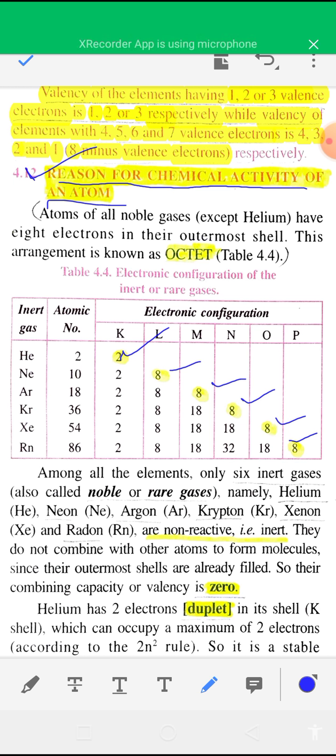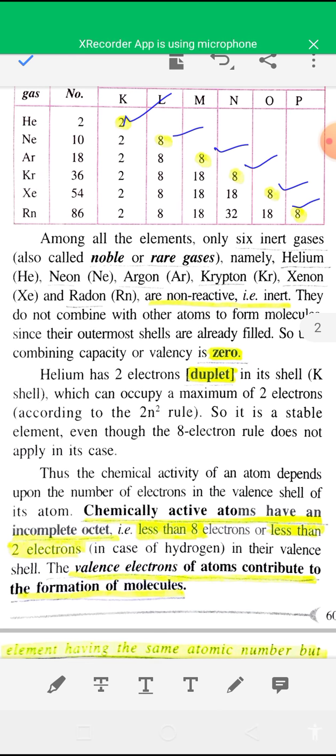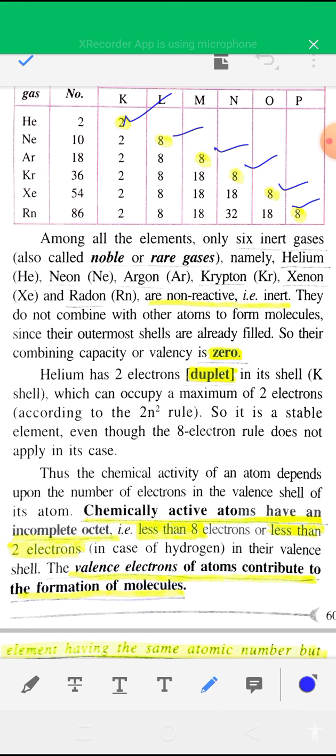So all the atoms of all noble gases except helium have 8 electrons in their outermost shell, and this arrangement is known as octet. So noble gases, due to the presence of 8 electrons in the valence shell, except helium which has only 2 electrons in its valence shell, are non-reactive in nature, and they are also called inert gases. They do not combine with other atoms to form molecules, since the outermost shell of noble gases is already filled.